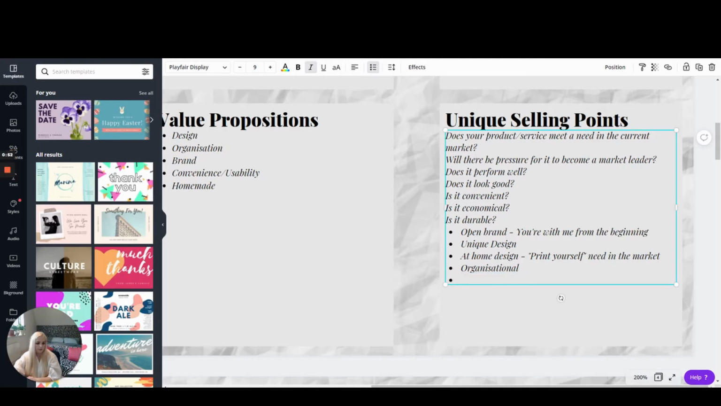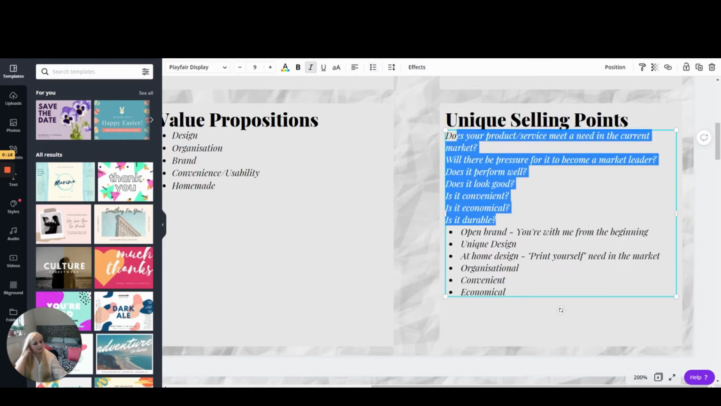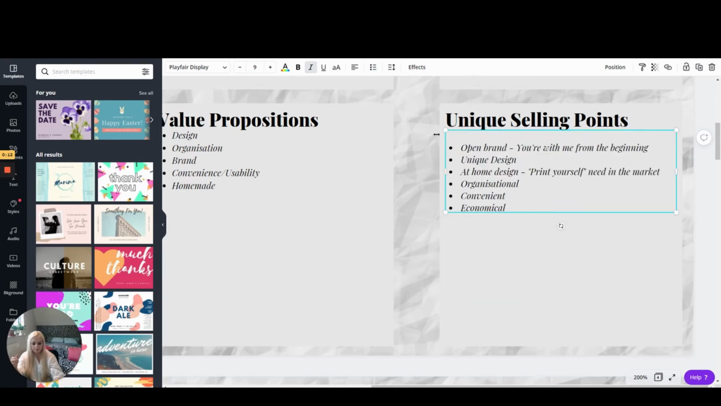Will there be pressure for it to become a market leader? I don't think so, because the market is very saturated. Let's be realistic. It's kind of just a side hustle. Does it perform well? We don't know that yet. Does it look good? We haven't made anything yet, but hopefully. Is it convenient? Yes, because you can just download it at home. So yeah, definitely convenient. Is it economical? Yes. I'm not sure exactly about the pricing yet, but let's see. And it is durable because you download it, so it's yours forever.